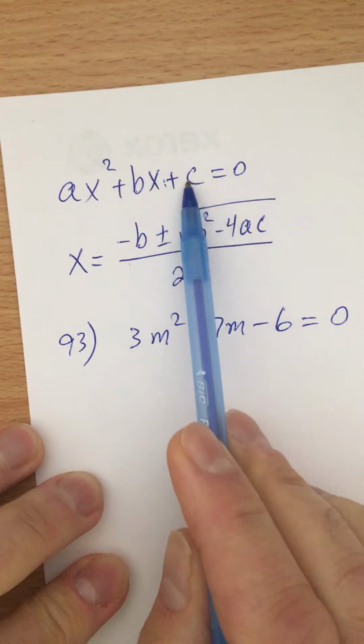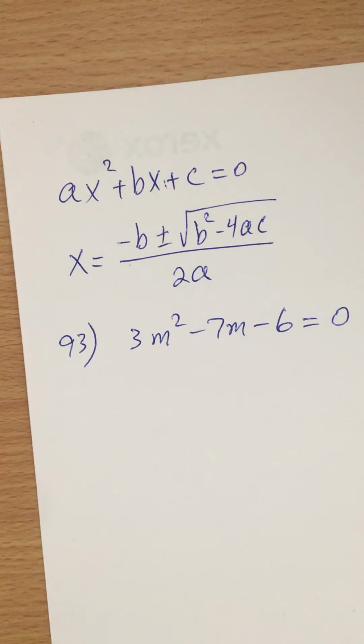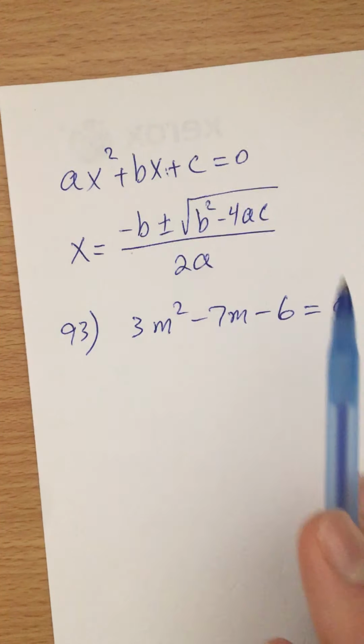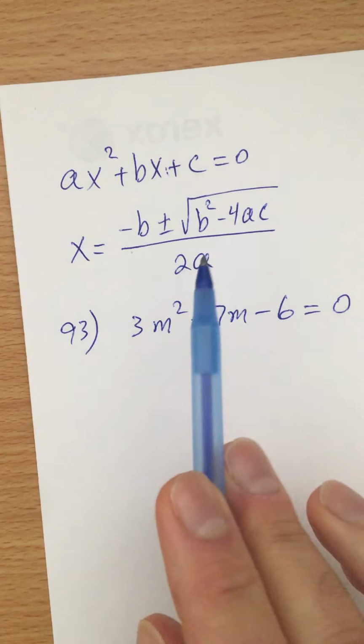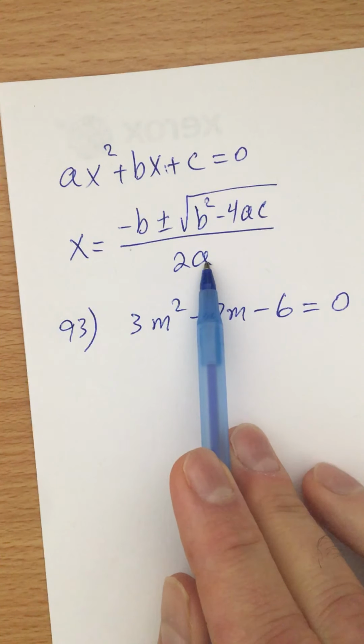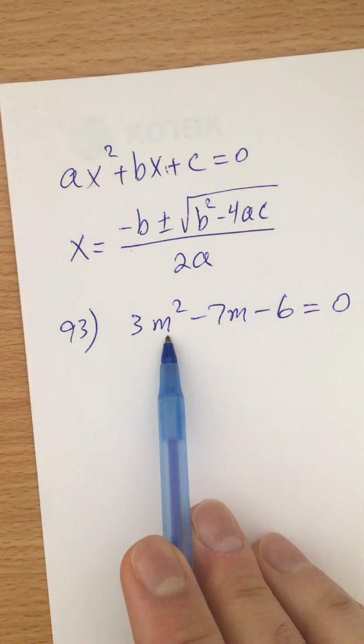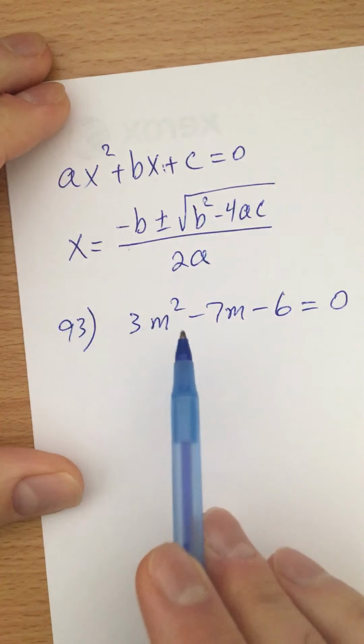And does it look like that? Yes, it does. It's in standard form. One side equals 0. So one side has to equal 0 in order for you to apply the quadratic formula. What am I solving for? I'm solving for m. So my x is actually m now.